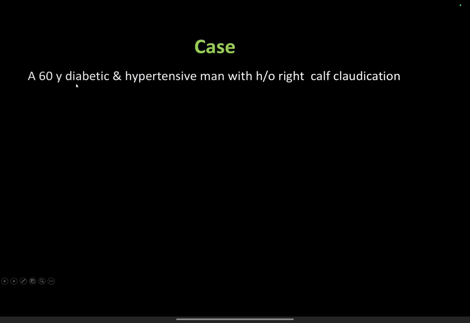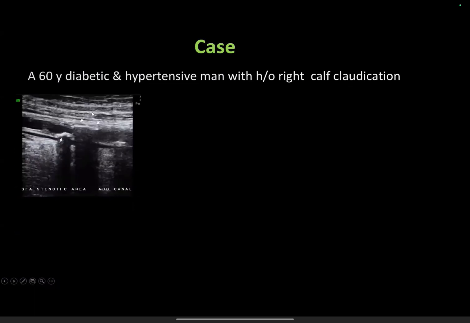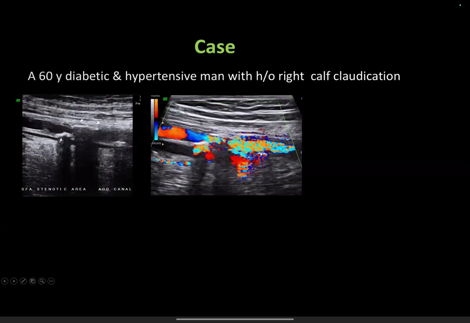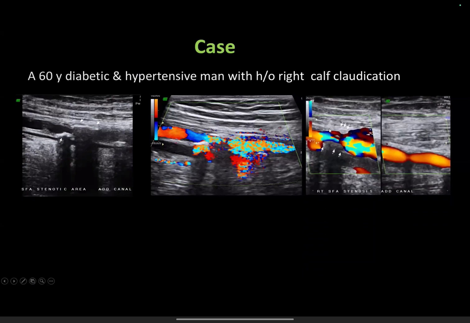So let us see the case. A 60-year-old diabetic hypertensive male with history of right calf claudication. So this is the superficial femoral artery showing irregular dense calcific plaques with distal shadowing. We can't see anything. We put color Doppler, there is clutter, there is aliasing, there is mosaic pattern. So we have to optimize the color flow. We reduce the color gain and then we increase the PRF. We can see there is a narrowing channel, there is turbulence, the plaque is there.